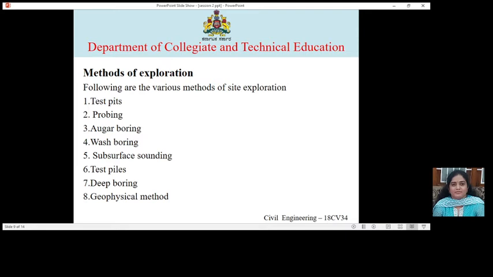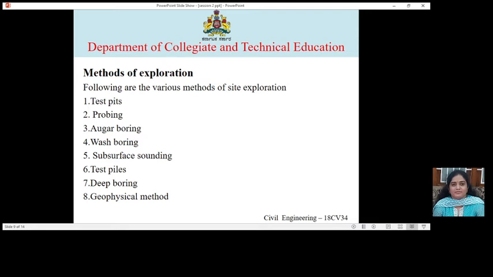Second is probing. Third is auger boring. Fourth is wash boring. Fifth is subsurface sounding. Sixth is test piles. Seventh is deep boring. Eighth is geophysical methods.